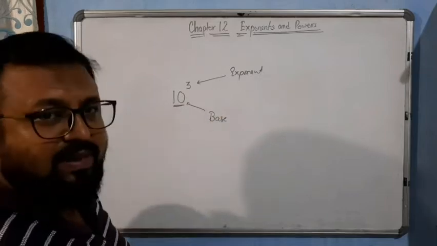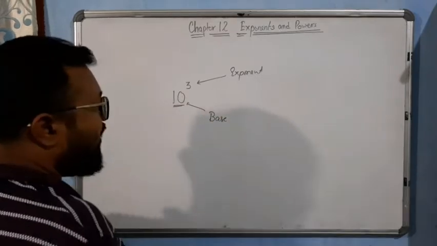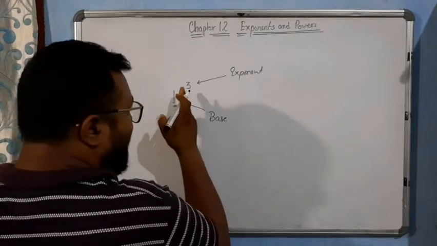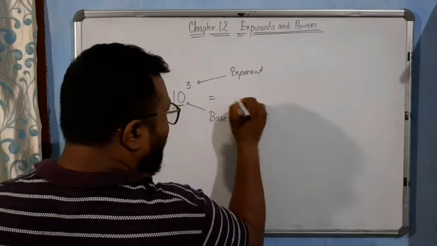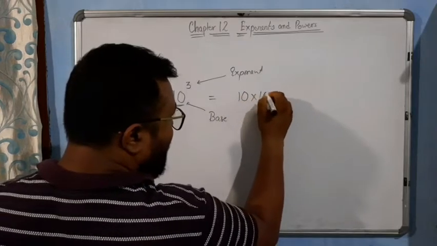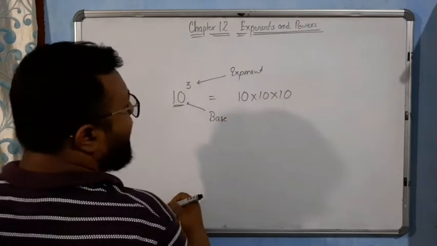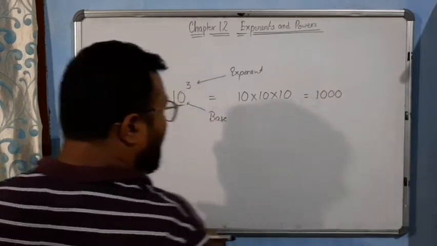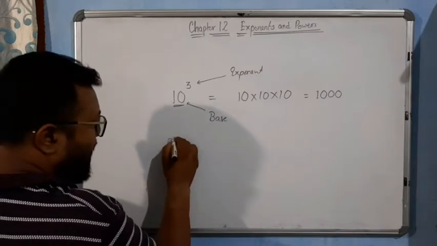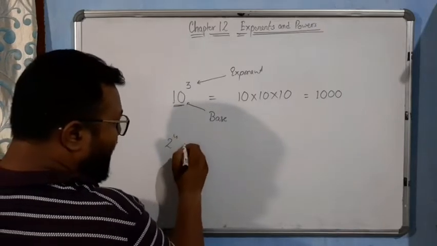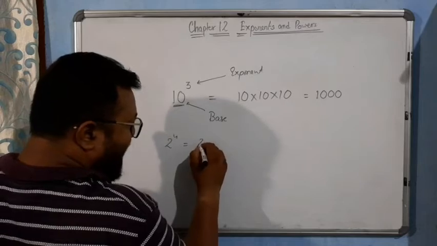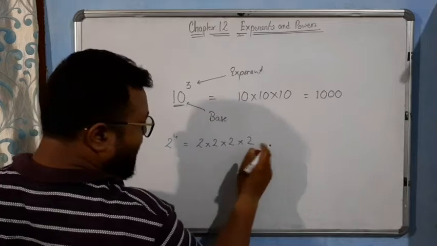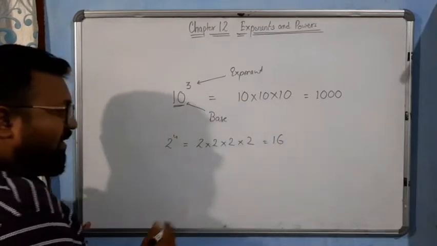So till now we have discussed positive exponents. Now in this chapter we will discuss negative exponents. Before that, 10 raised to the power 3 means 10 into 10 into 10, which is equal to 1000. Very simple. If I write 2 to the power 4, it is 2 into 2 into 2 into 2, which is 16. Is that clear? It's very simple.